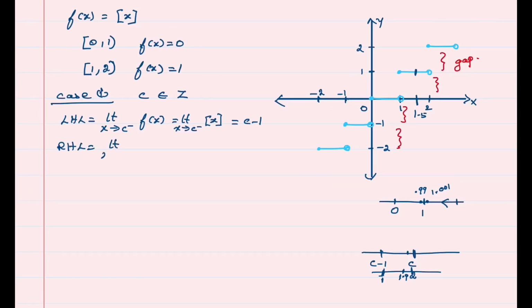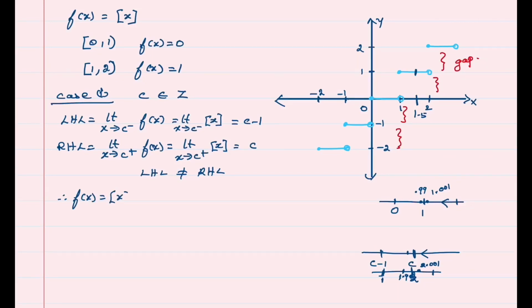RHL is equal to limit as x tends to c plus of f of x, which is limit as x tends to c plus of the greatest integer function of x, as we approach c from the right side of c. For example, let us consider the integer 2, and we will take a very close value on the right side of 2, 2.001. The greatest integer function of 2.001 becomes 2. Therefore, as x tends to c plus, the greatest integer function of x becomes c. And these two values are not the same. LHL not equal to RHL. Therefore, f of x, which is the greatest integer function, is discontinuous at all integers.